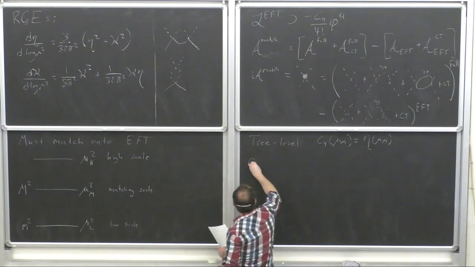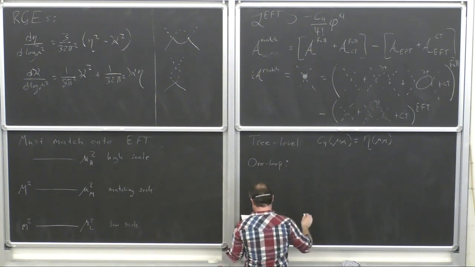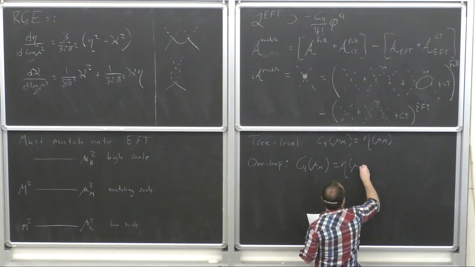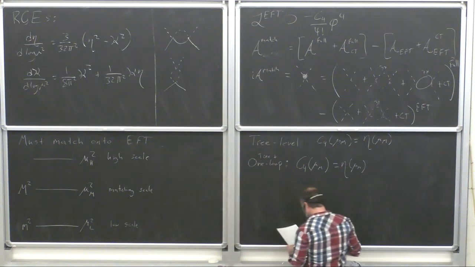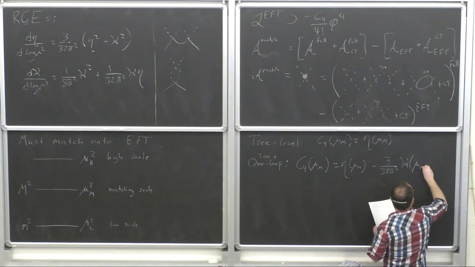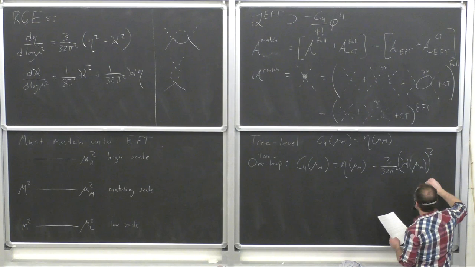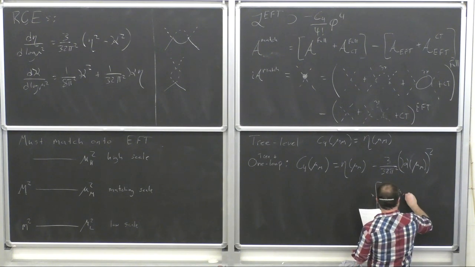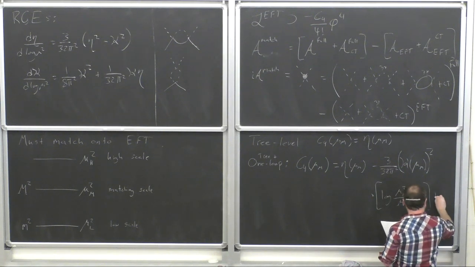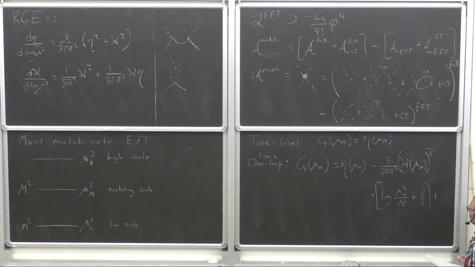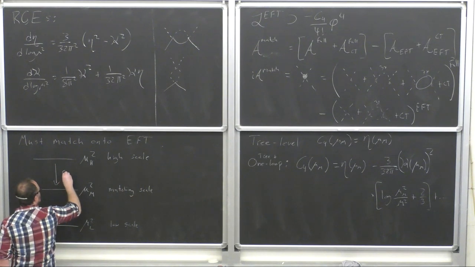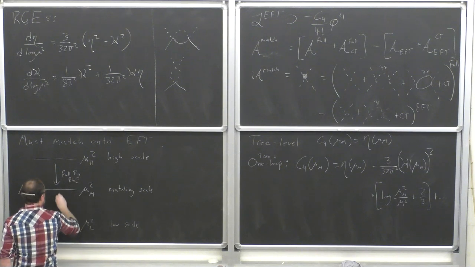But it gets more interesting at one loop, where now I have C4 at mu match equals eta at mu match. So this is tree plus one loop. And then minus 3 over 32 pi squared kappa squared at mu match times log mu match squared over capital M squared plus, what was it, 2/3? And then here, I use the full theory RGEs, and here I use the EFT RGEs.